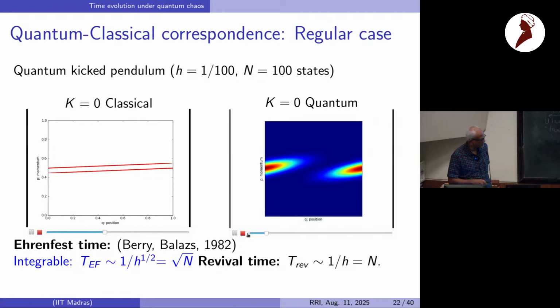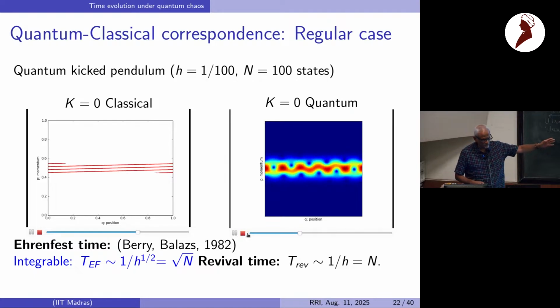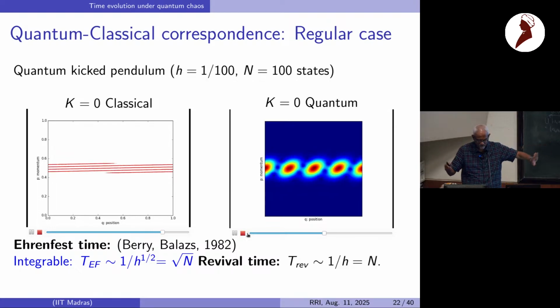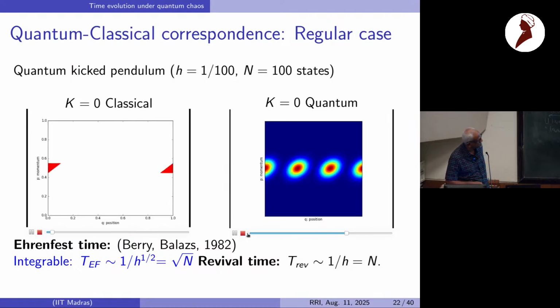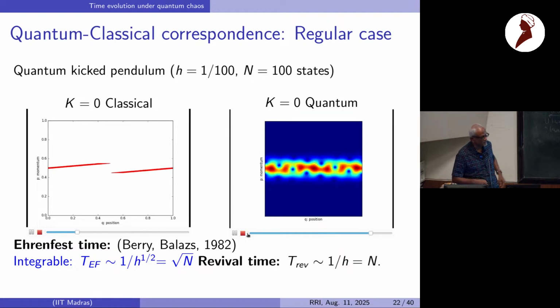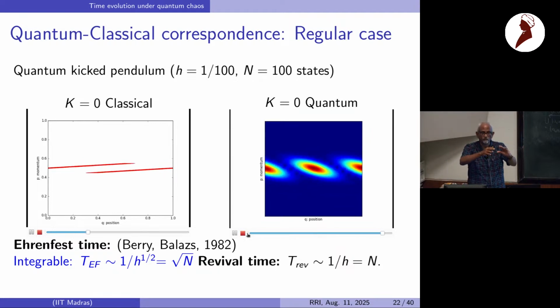And then there is the revival time scale, which is a purely quantum phenomenon. The classical density won't do anything like that. That occurs at a much longer time scale. Here you see that it's 1 over h, or n. I have to wait for 100 time steps to see it coming back to where it started.